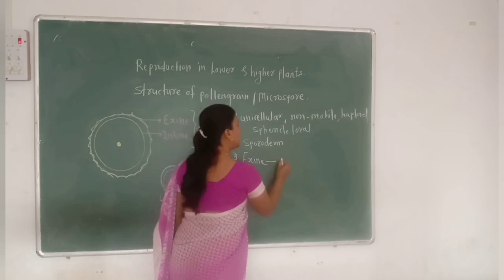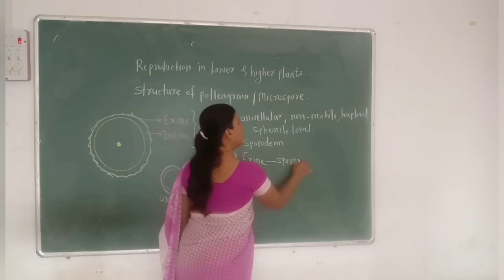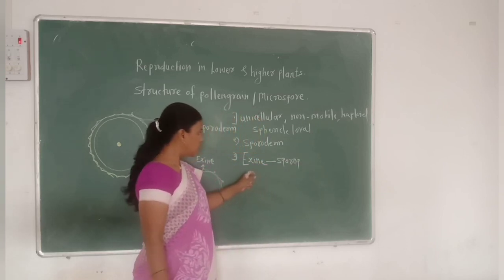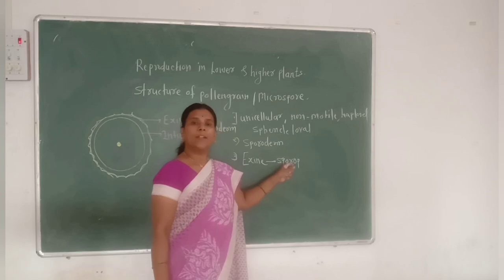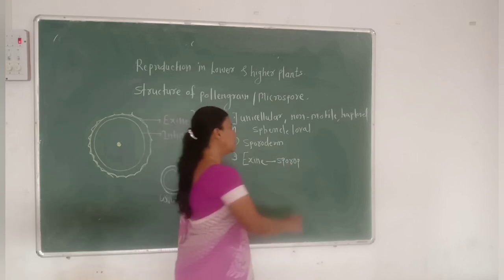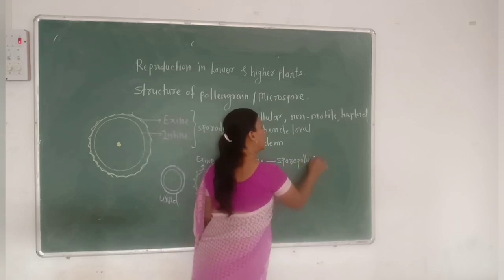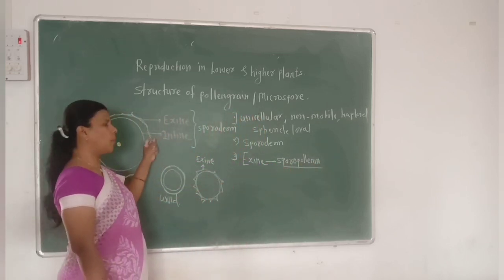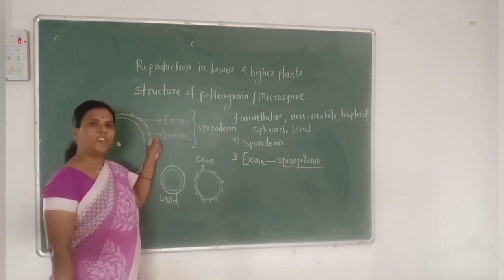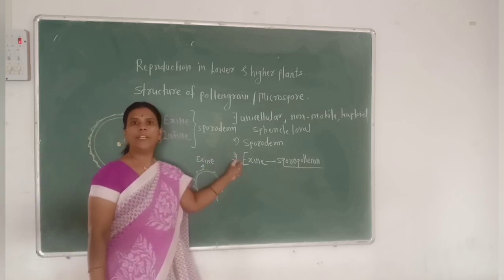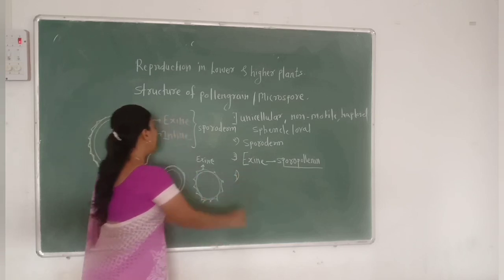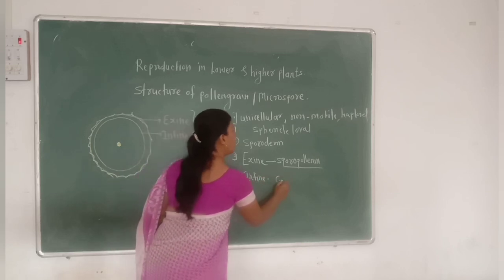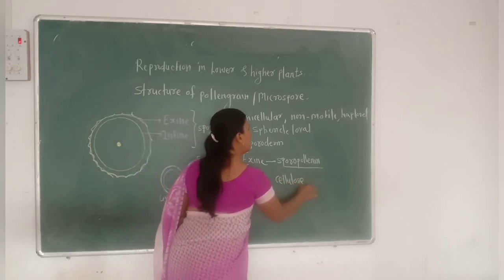This exine is composed of a chemical substance that is non-biodegradable. This exine consists of a non-biodegradable substance which is called sporopollenin. And this sporopollenin mainly protects the pollen grain from physical and chemical biodegradation. Then the inner layer is called the intine. Intine mainly consists of cellulose and pectin.